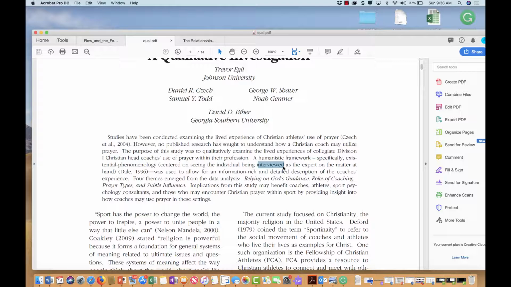And this is another great article, no different than the qualitative. This is a study. We want to stay within the studies for this class period. Okay, so this right here is a qualitative study journal article.